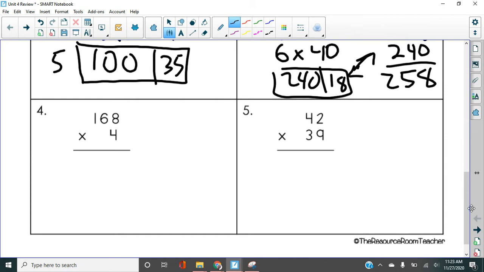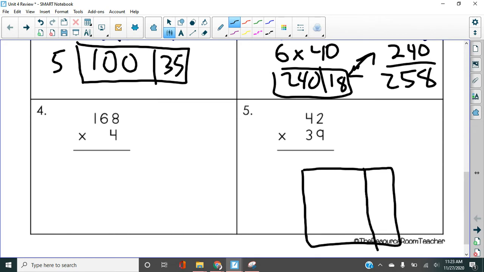I'm going to take number 5 and you're going to take number 4. I'm going to use the rectangle method for number 5, but remember this rectangle almost looks like a square. Okay, and so the 42 I'm going to put on the top. So I'm going to chop off the 2, then leave the 40. And then over here, I need to chop off the 9 and the 30. So I have this rectangle method here.